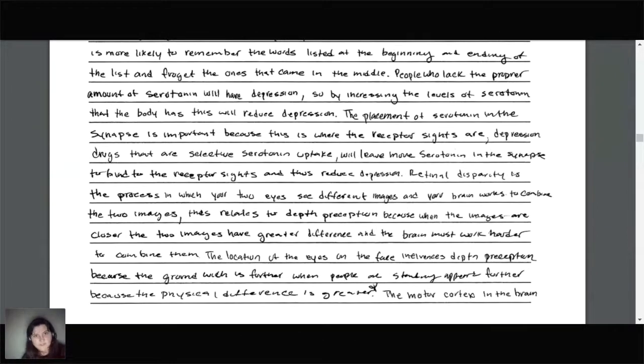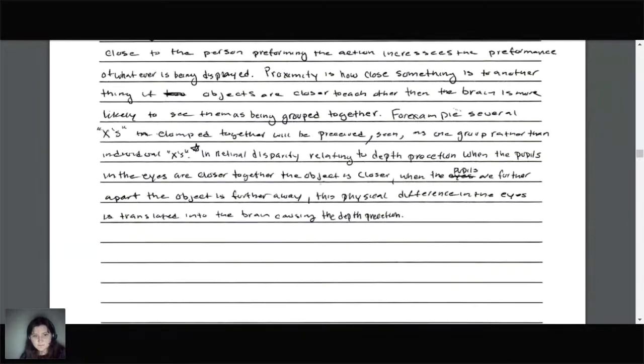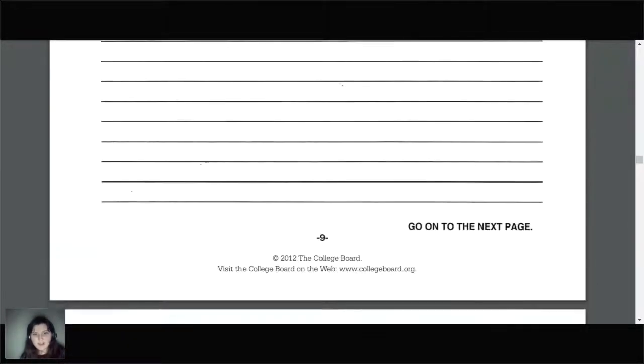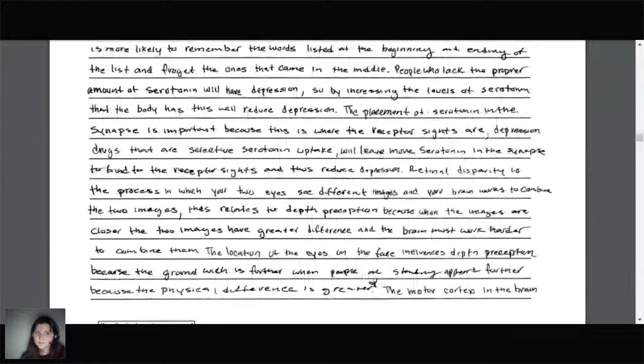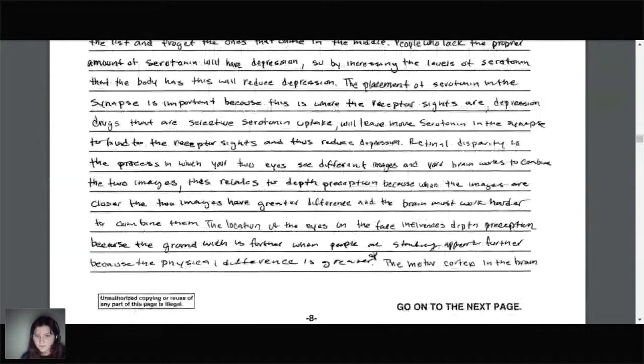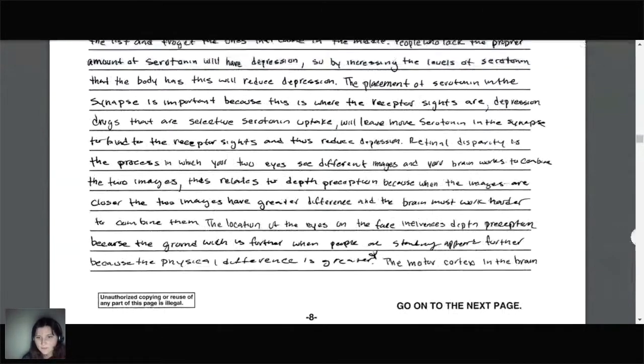And once again, it's barely even 2 pages. It's like a page and a half. You don't have to write this huge thing, just get the point across, don't add fluff. Going into retinal disparity. So we have retinal disparity is the process in which your 2 eyes see different images and your brain works to combine the 2 images. This is going kind of for a Gestalt approach to it.